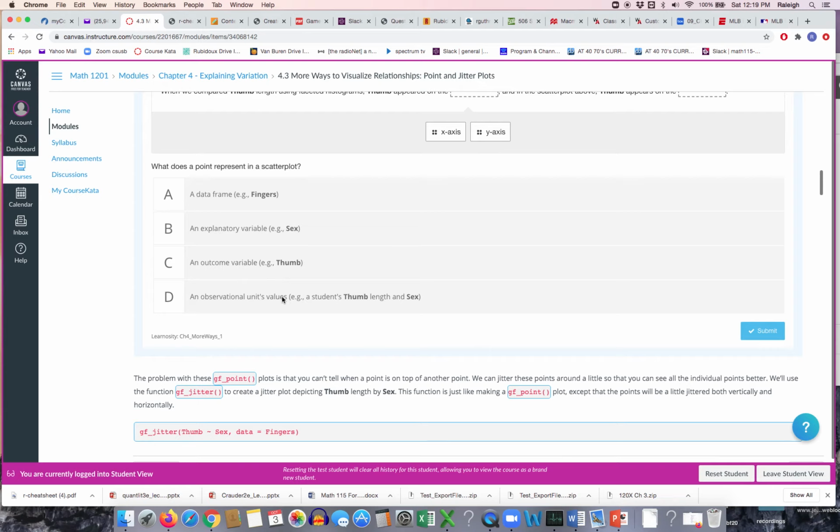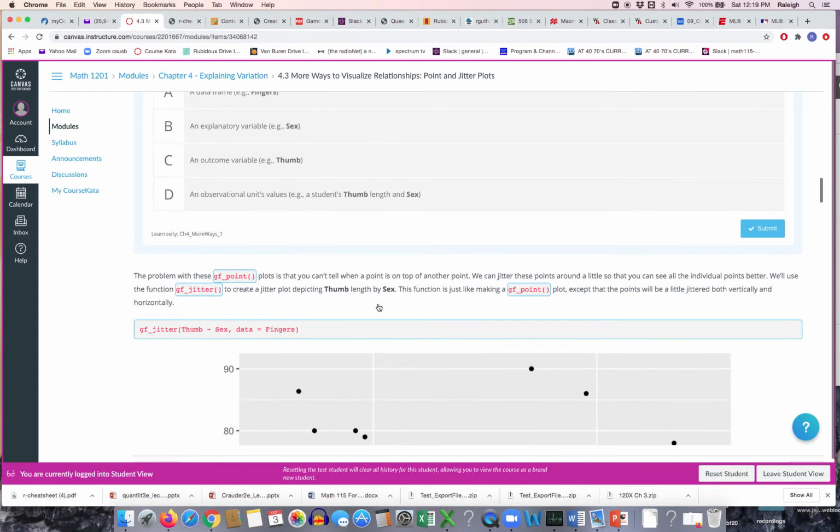What does a point represent in a scatter plot? Well, it says here the observational unit's values, a student's thumb length and the sex. Yeah, so all the others are not really the same thing. A data frame is the entire set of data not really broken down. And here we just broke it down by sex. Here we just have all these are missing something. This D finally gets to the heart of the matter. So that's why they're doing it.